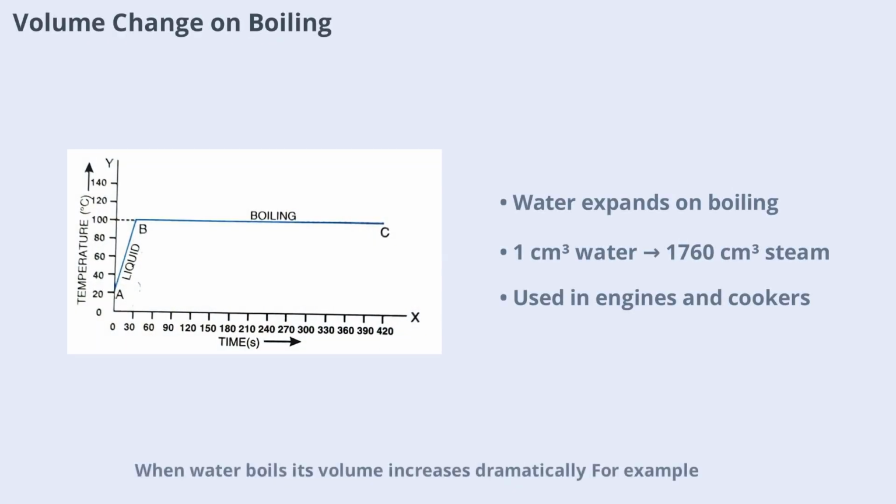When water boils, its volume increases dramatically. For example, 1 cm³ of water at 100 °C becomes about 1760 cm³ of steam at the same temperature. This expansion is why steam engines and pressure cookers work so effectively, harnessing the power of expanding steam.